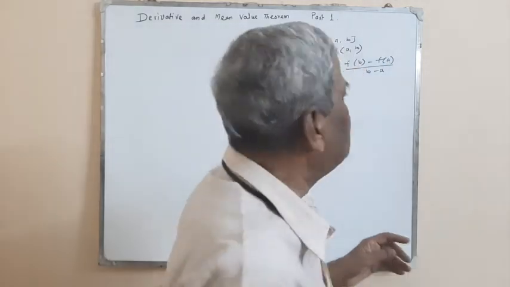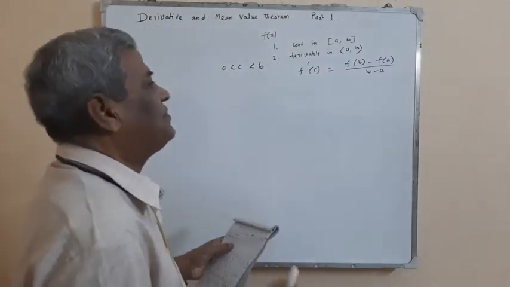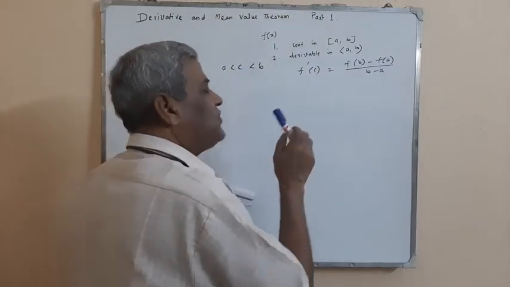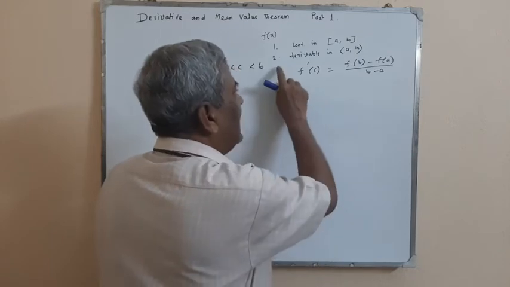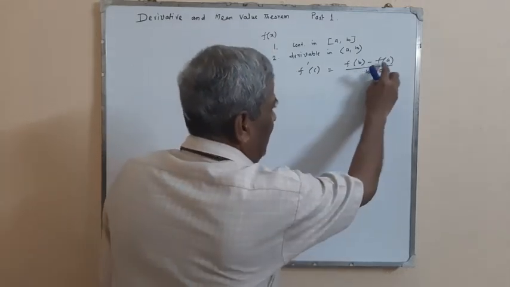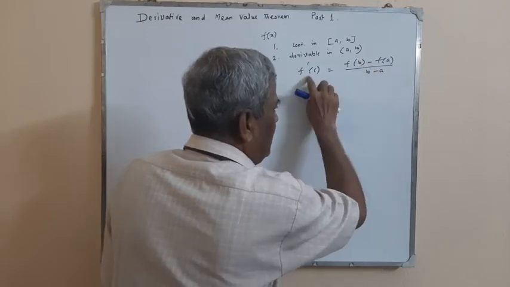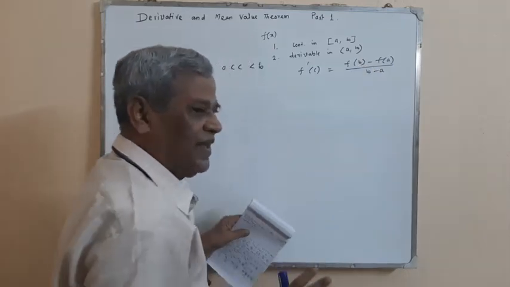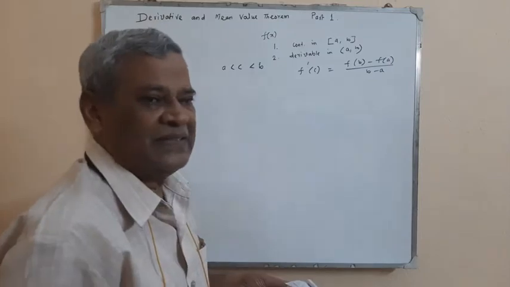Very easily you can see that if f a is equal to f b, that is the third condition of Rolle's theorem, in that case this becomes 0. So f dash C is equal to 0. So it is a particular case.